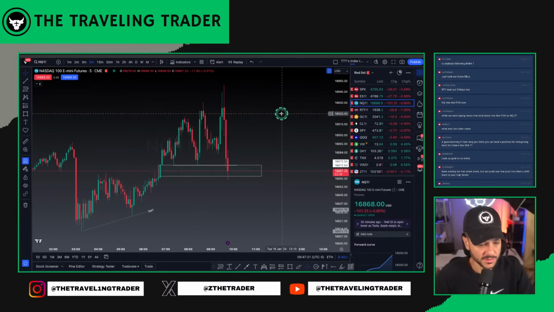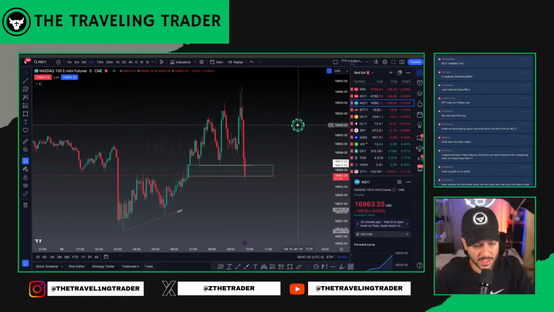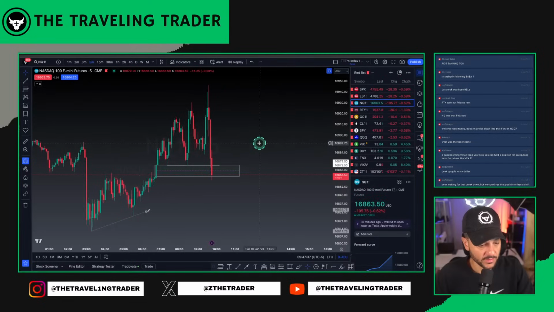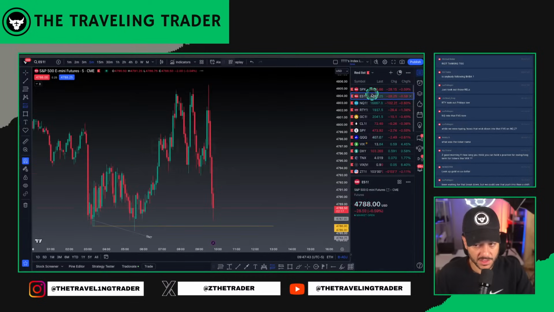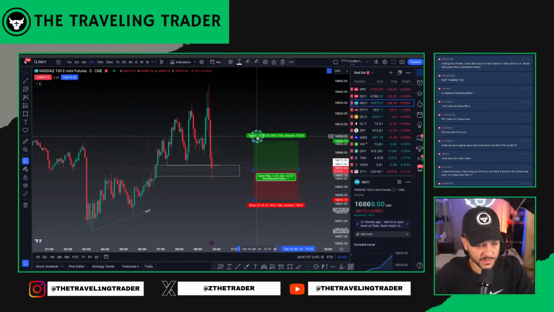There it is. Relative equal lows into this fair value gap. Man, I really, really want to take a strike at NQ here. What's ES doing? Oof. I bet you could scalp this, but there isn't anything broad here.